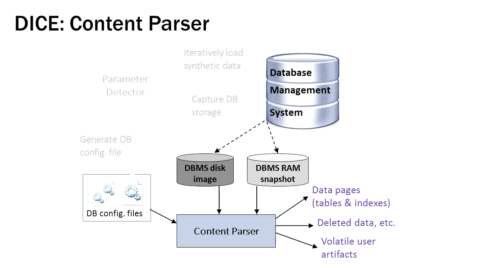The parser is then going to use these configuration files to reconstruct pages from any type of file passed to it. So you could pass disk images, memory snapshots, and then it's going to output data that can be accessed by the user, such as tables, data that can't be directly accessed by users, such as indexes, and deleted data.